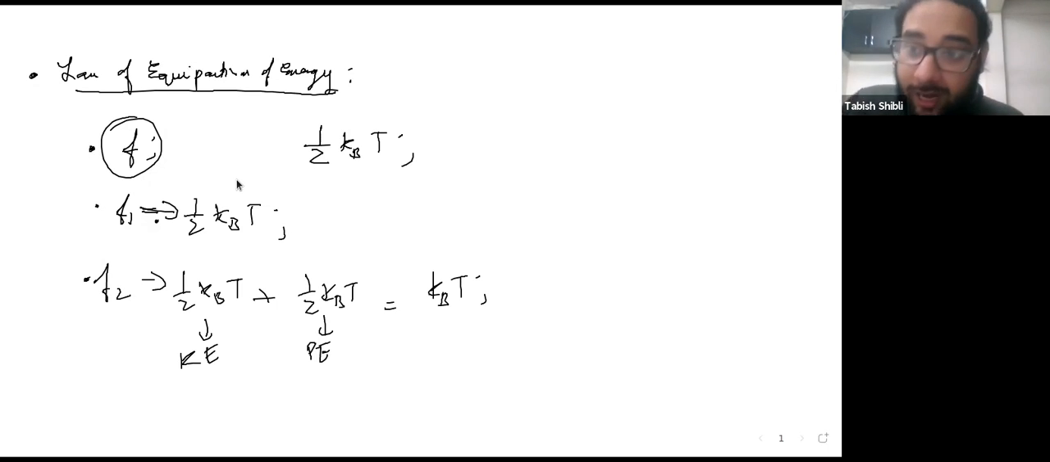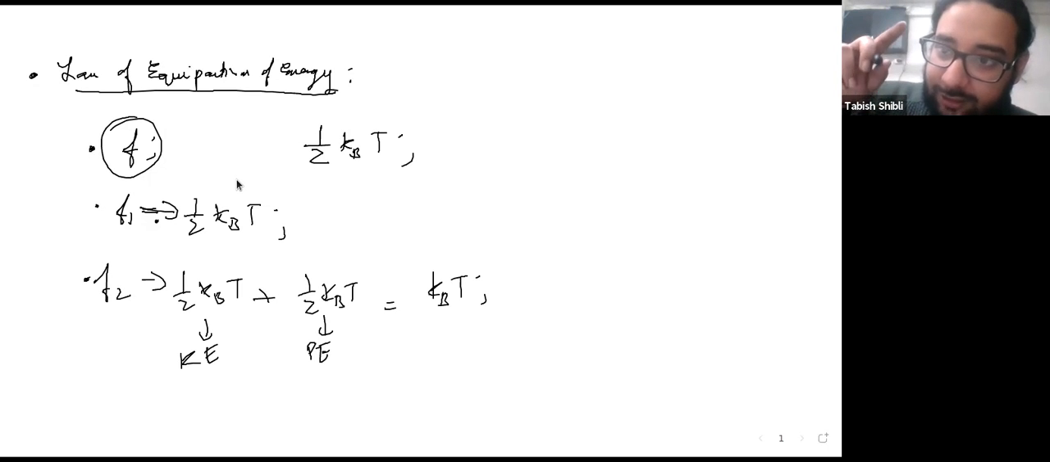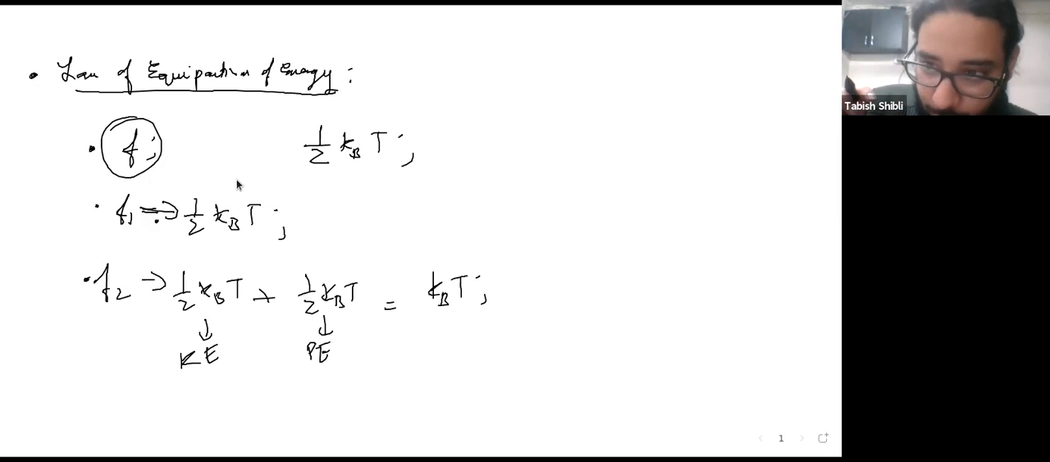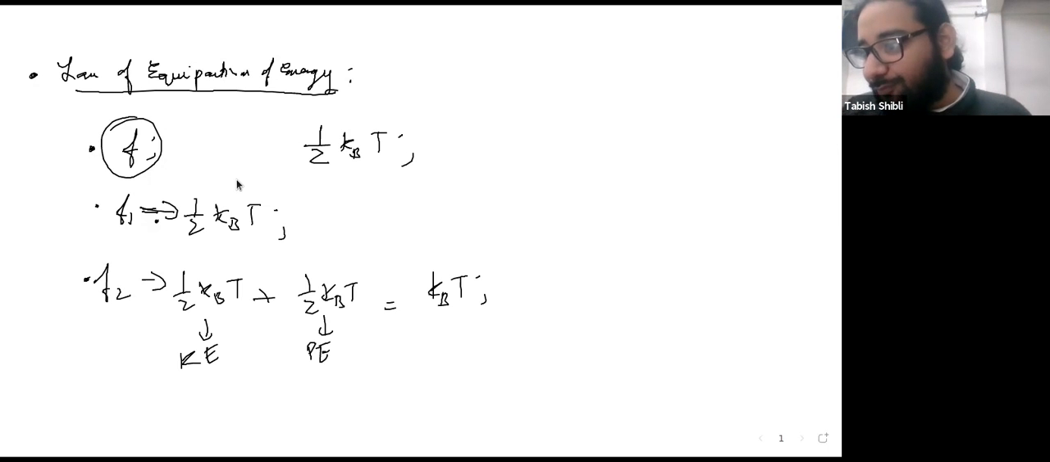सो हर एक ट्रांसलेशन और रोटेशन डिग्री ऑफ फ्रीडम में half k_B T एनर्जी स्टोर्ड होगी, और हर एक वाइब्रेशन मोड में k_B T एनर्जी स्टोर्ड होगी। दिस इज व्हाट द लॉ ऑफ इक्विपार्टीशन ऑफ एनर्जी सेज। डज दैट मेक सेंस? यस सर। लवली.